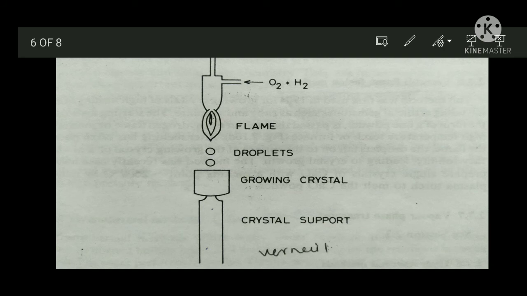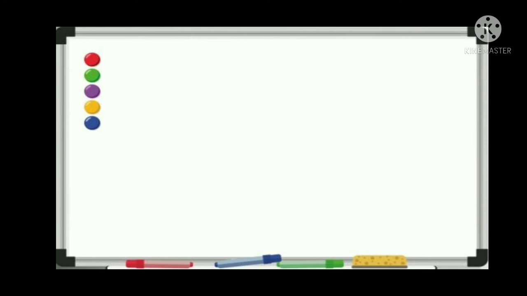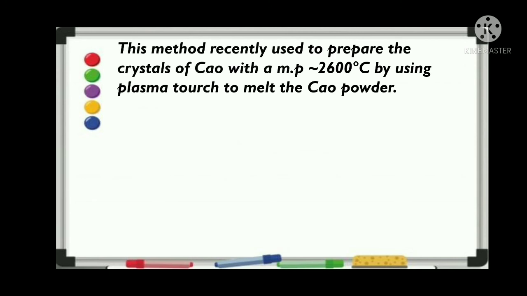Now let's see some of the advantages of using this method. This method was recently used to prepare crystals of calcium oxide, with a melting point of 2,600 degrees Celsius, by using a plasma torch to melt the calcium oxide powder.